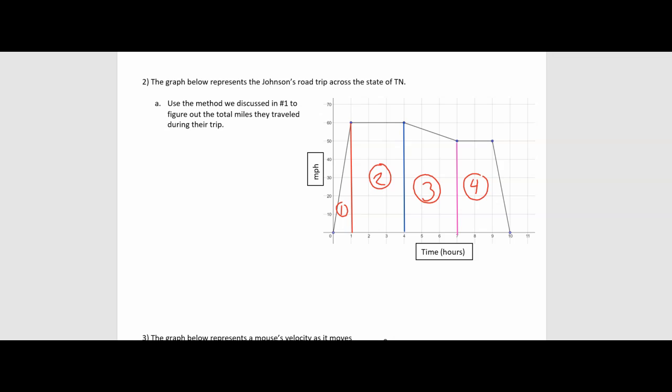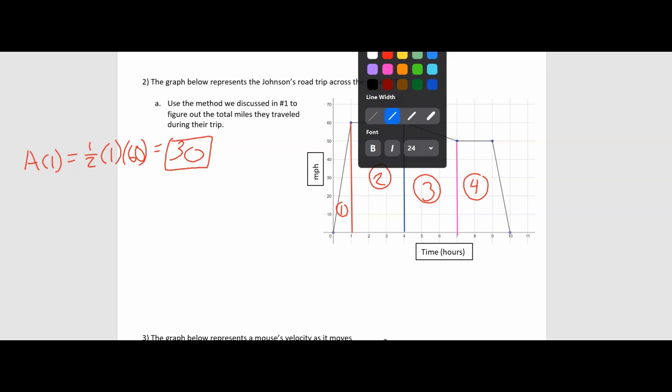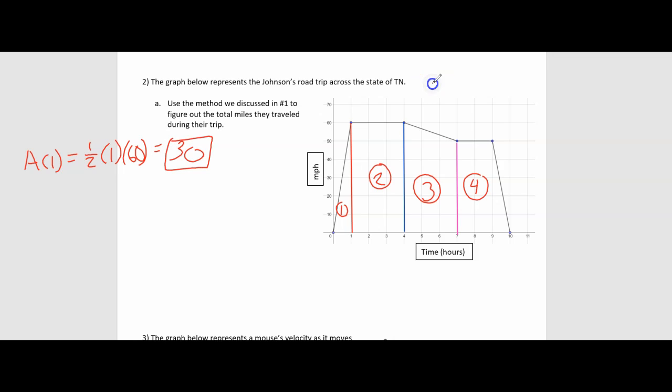Well, the area of 1, that's just going to be a triangle. So 1/2 times the base, which is 1, times the height, which is 60. Make sure we pay attention to those units on the y-axis. So that gives us 30. If I look to find number 2, that is a rectangle. So we have a length of 3 going from 1 to 4 on the x-axis, and a width or a height of 60. So that gives us 180.